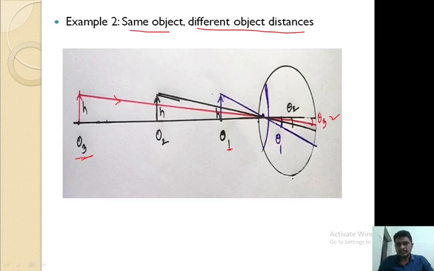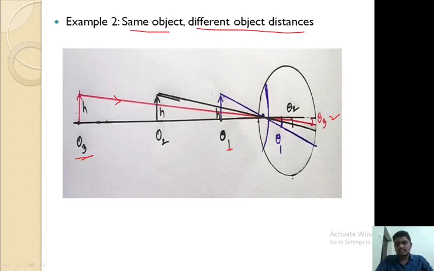An aeroplane, when it is flying at higher altitudes, looks very small. Why? Because the angle subtended by the aeroplane is small. When the same aeroplane is flying at lower altitudes, it looks somewhat bigger. Why? Because the angle subtended by the aeroplane is large. When the same aeroplane is on the ground, it looks very big. Why? Because the angle subtended by the aeroplane is large.